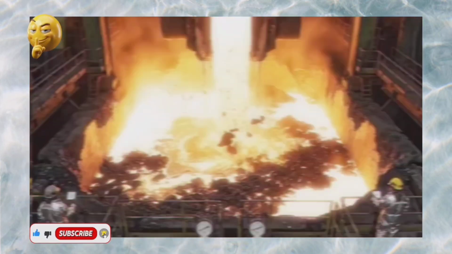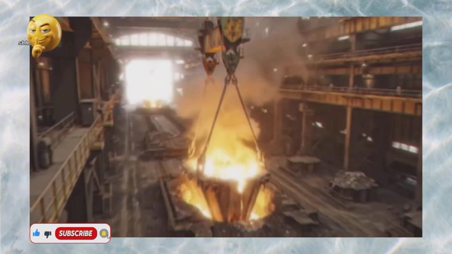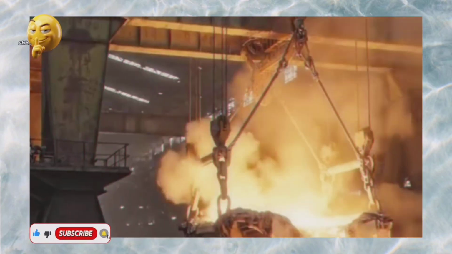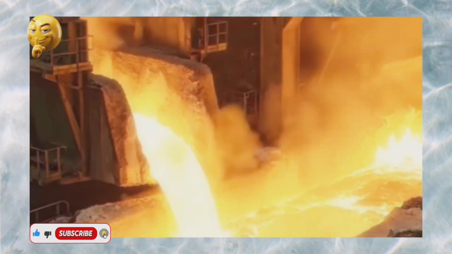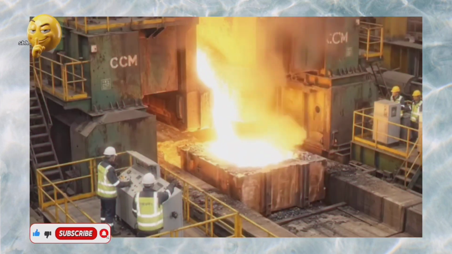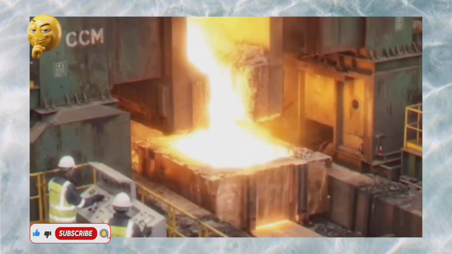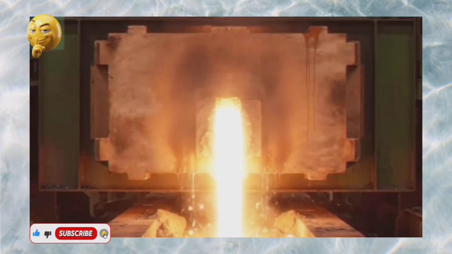Chapter 5. Blast furnace. Making molten iron. The blast furnace is the heart of steelmaking. Layers of iron pellets or sinter, coke, a carbon fuel, and limestone are charged from the top. From below, superheated air is blasted in at over 1,200 degrees Celsius.